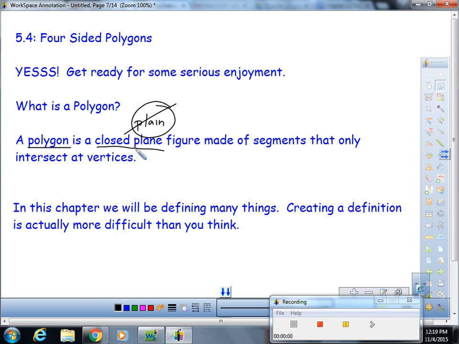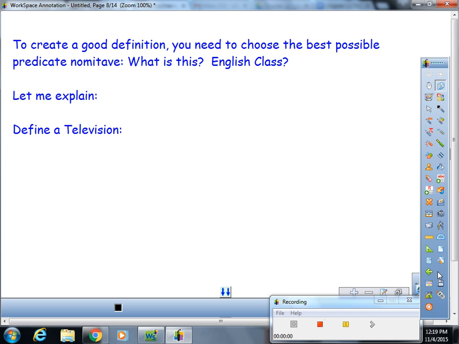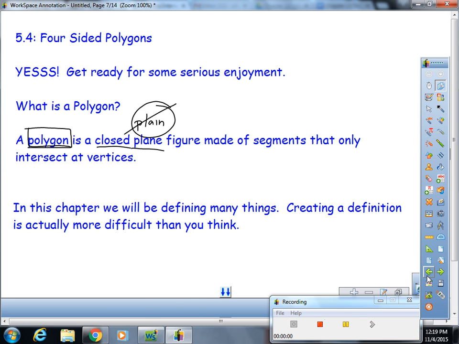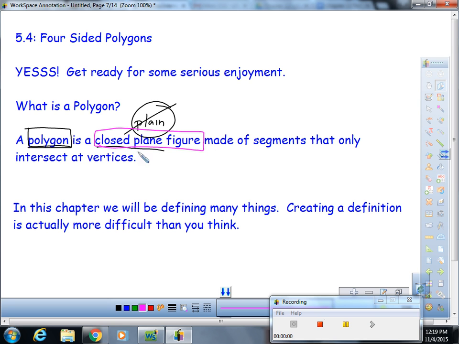And then in this chapter, we're going to be doing a lot of defining. So we just defined the word polygon. Creating a good definition is actually harder than you would think, so we're teaching you to be lawyers here. We're going to get a little Englishy right here. To create a good definition, you need to choose the best possible predicate nominative. In this definition, a closed plane figure is the predicate nominative. A polygon is a blank. That blank is your predicate nominative.